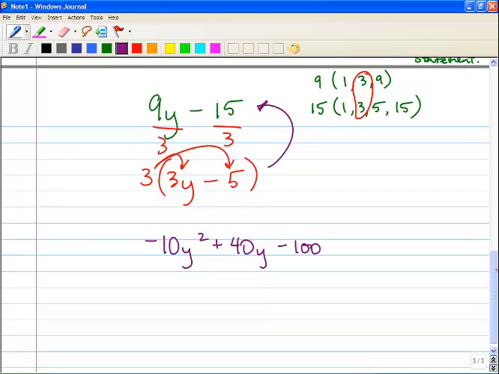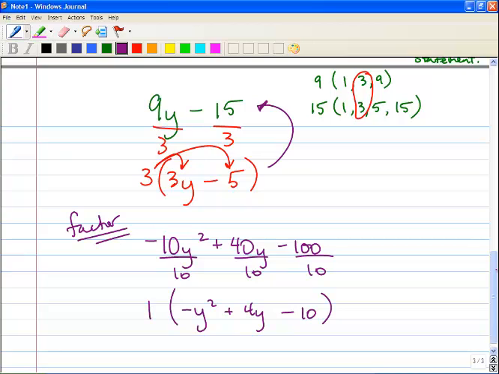Okay, what's common between these? Well, it looks like 10 goes into everything. Well, we divide it by 10, divide it by 10, divide by 10, and we're going to get negative y squared plus 4y minus 10. And if we factor this, then we're going to put our 10 out front. And what that says is we can get what we started with by putting that 10 out front.